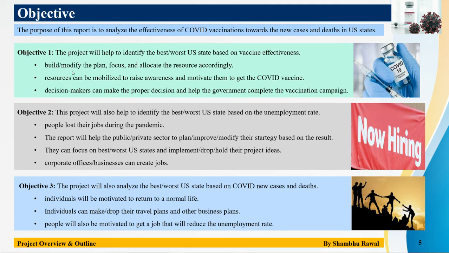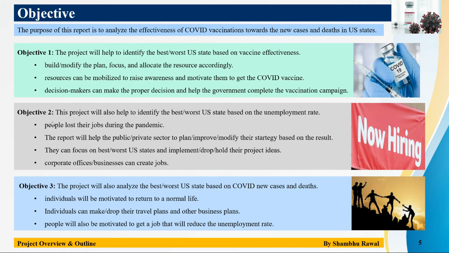concerned stakeholders can build, modify the plan, focus, and allocate the resources accordingly. Resources can be mobilized to raise awareness and motivate people to get the COVID vaccine. Decision makers can make the proper decision and help the government complete the vaccination campaign.